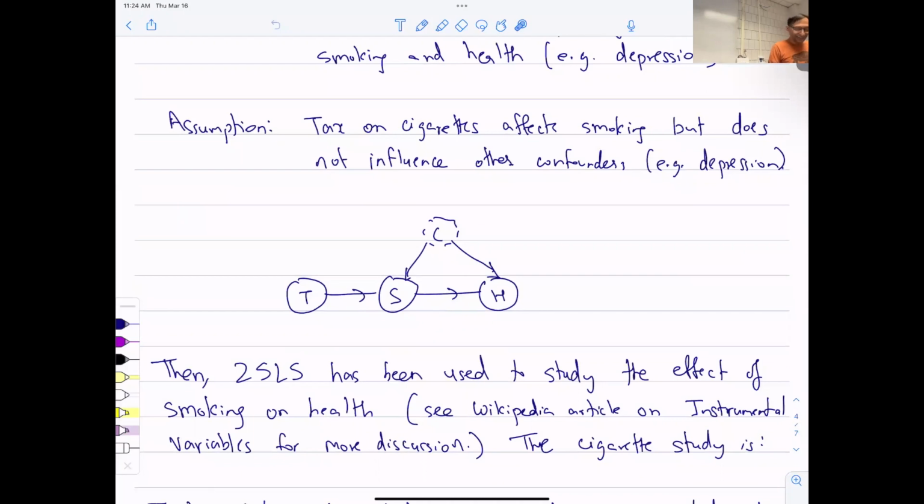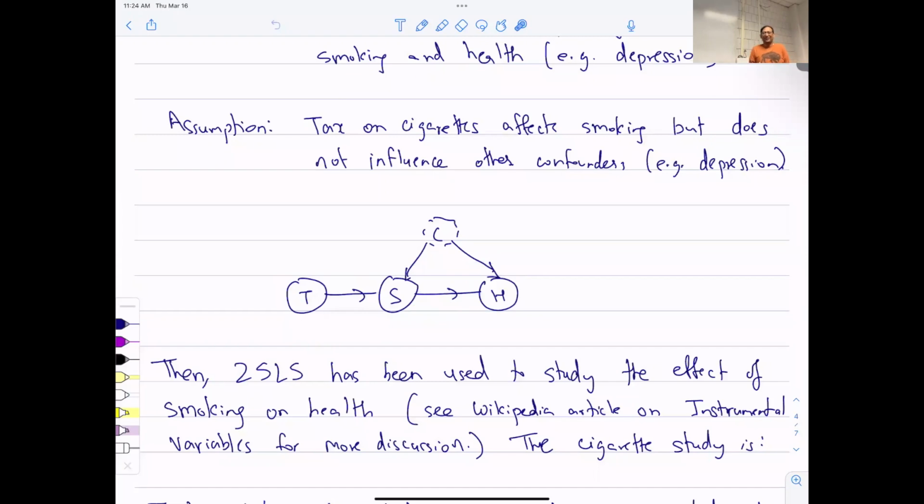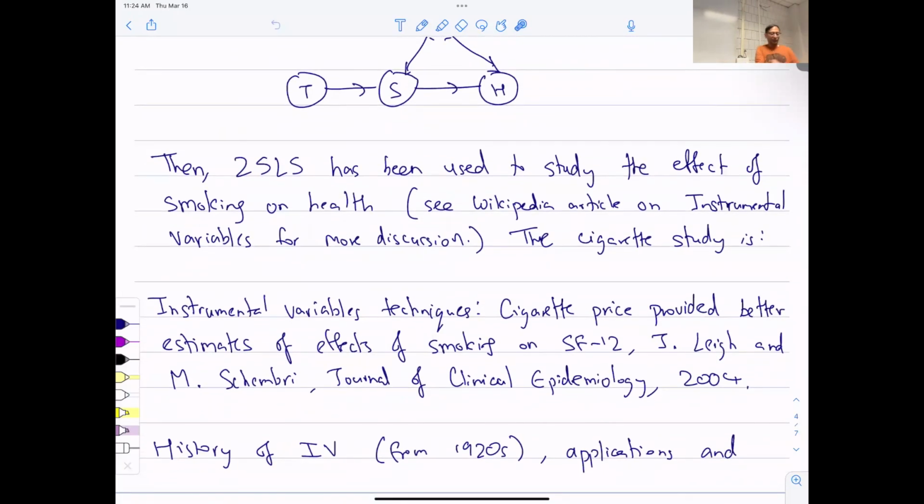Because now I have a new data set. I have the data set of tax, smoking effect, and health. And now I can learn this product using 2SLS. I can learn this and actually I can try to find the strength. And people have done these kinds of things. You can read additional discussion.